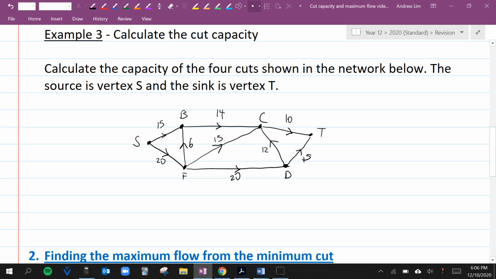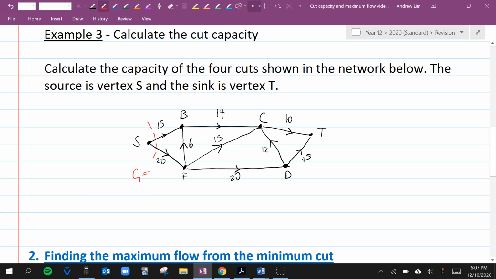Well, there's no cut shown at the moment. I'm going to draw them in. So let's say, for example, I'm going to draw a cut right here. If I were to cut those pipes right there, no water will be able to flow from the source to the sink. So it is a legitimate cut. So all I'm going to do is add 15 and 20. Let's call this cut 1.